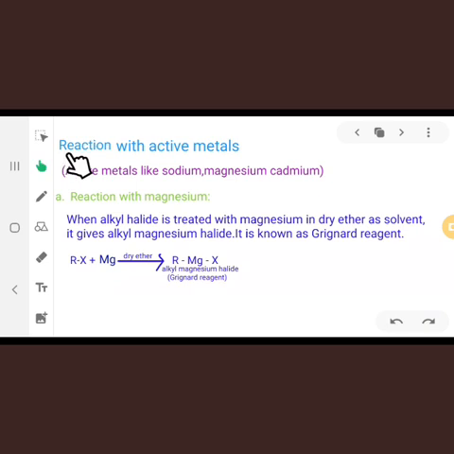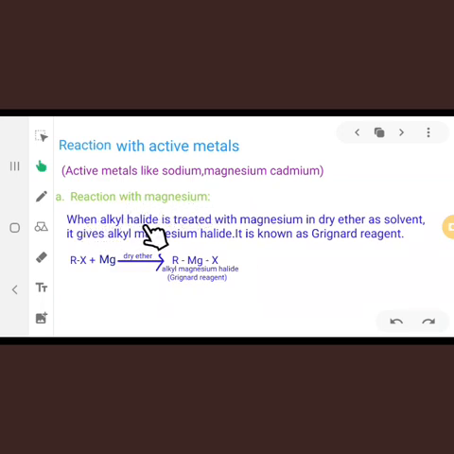Let us see the next reaction, with active metals. Which are active metals? You have studied in the periodic table in 11th standard. Okay. So active metals are sodium, magnesium, cadmium. These are generally called active metals. So here we have to see the reaction between alkyl halide and active metals. So the first reaction is reaction with magnesium. So see what happened over here.